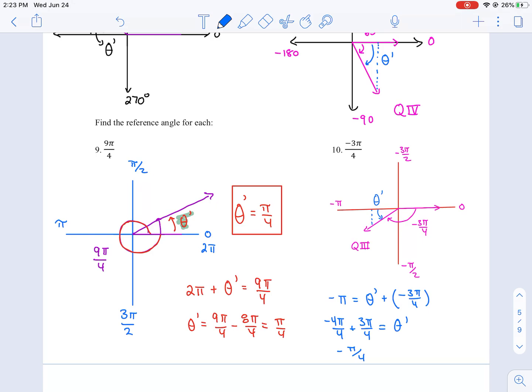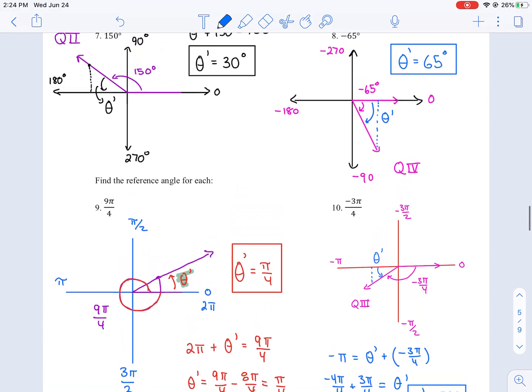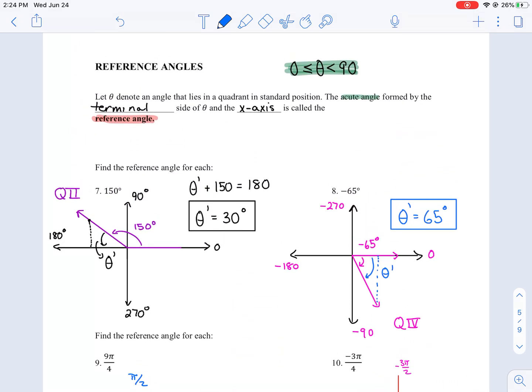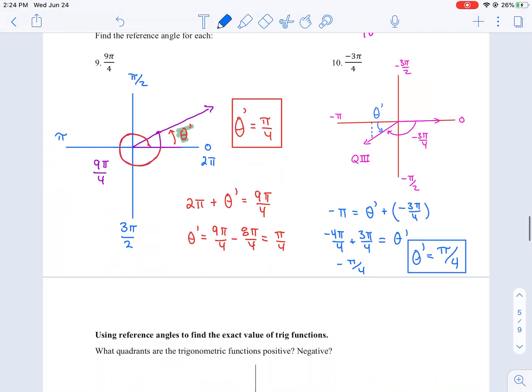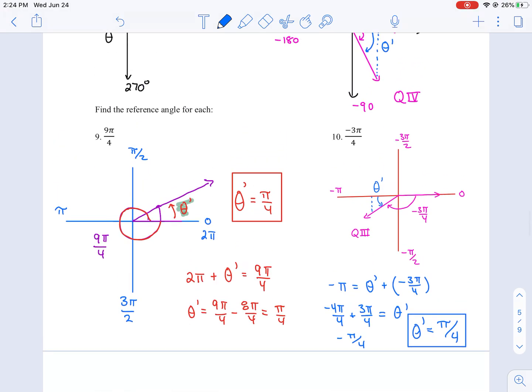However, theta has to be between 0 and 90 degrees. So we're not going to take the negative pi fourths. We're actually going to use its absolute value. So that would be positive pi fourths. So the reference angle for negative 3 pi fourths will be positive pi fourths, not the negative pi fourths, because we want an angle that is between 0 and 90 degrees, and negative pi fourths is not between 0 and 90 degrees.